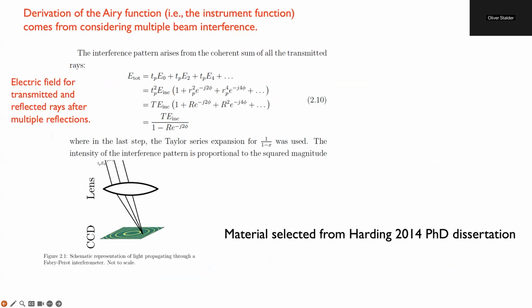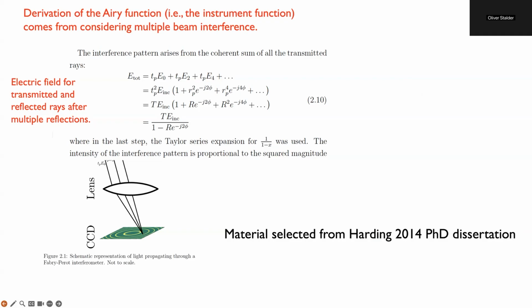And I'm following material that was written up by Brian Harding, part of his PhD dissertation. So the interference pattern arises from the coherent sum of all the transmitted rays. So there you have the total electric field being the sum of the contributions to the electric field as a result of the multiple beams that are associated with the reflection back and forth between the inner surfaces of the two mirrors of the etalon. And what you see is that there's an infinite series there that can be re-expressed in terms of the fraction 1 over 1 minus x. So this is where the Airy function is derived.